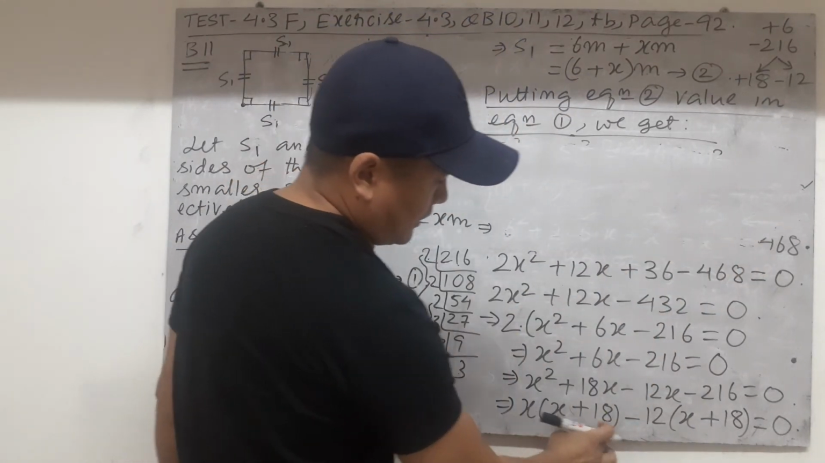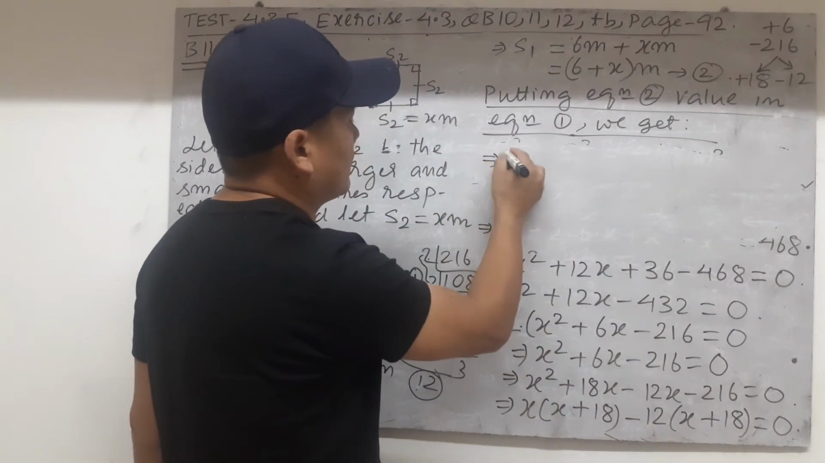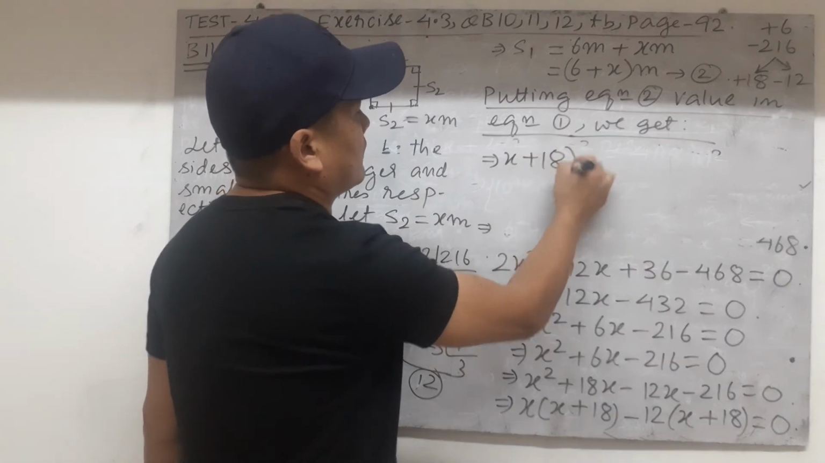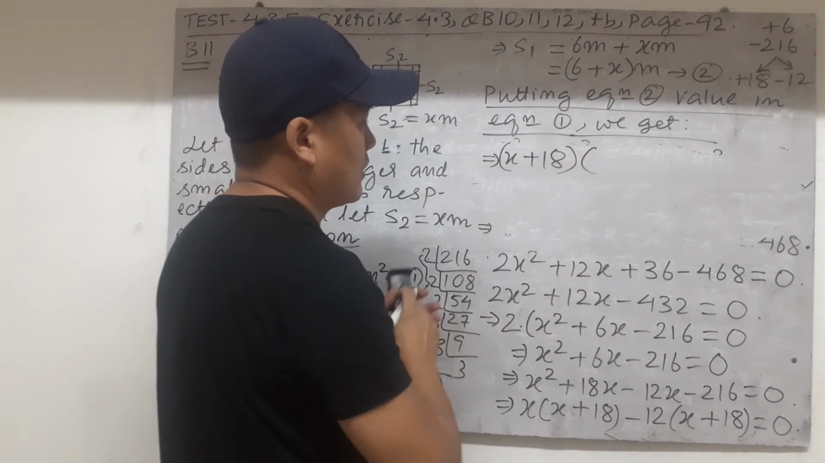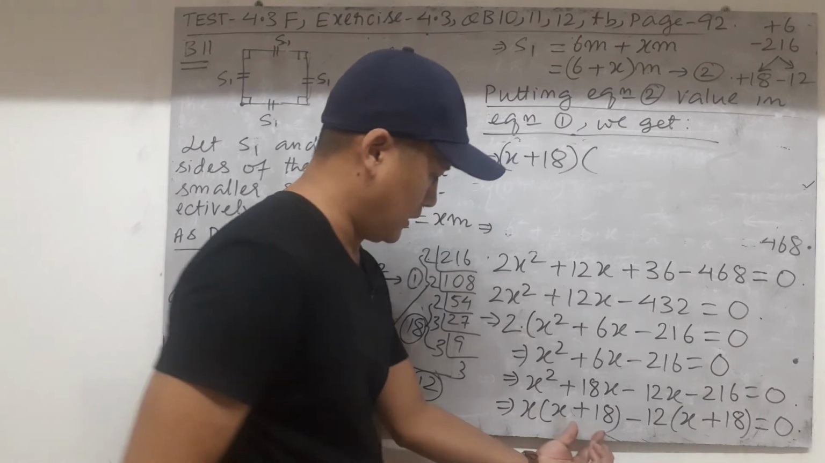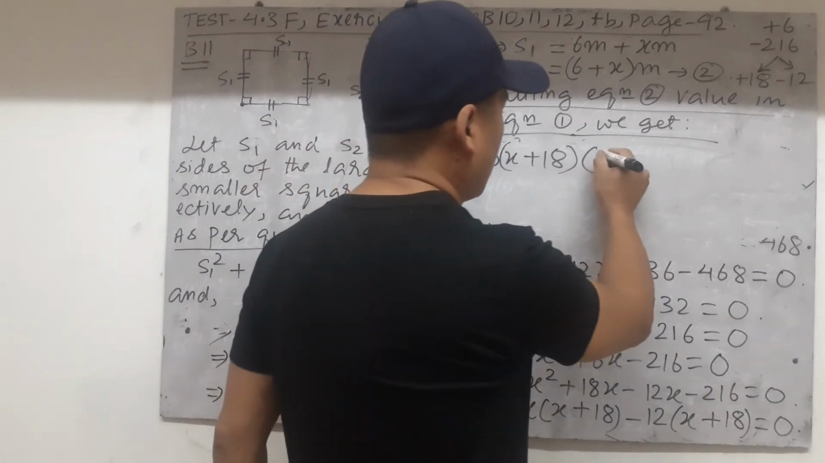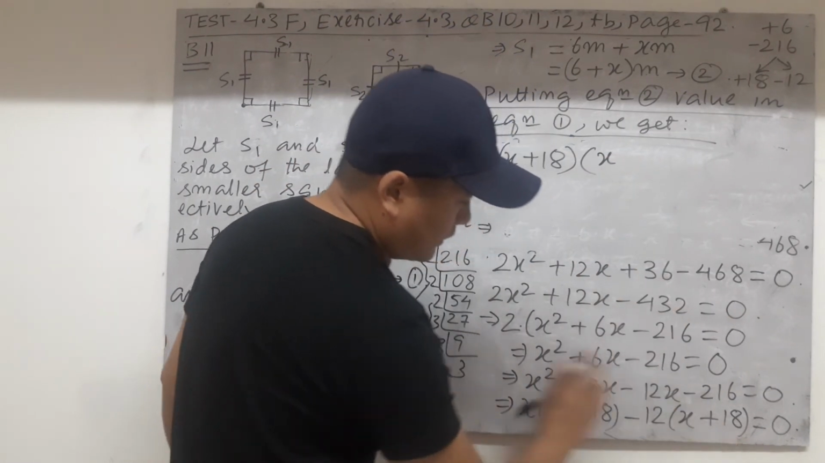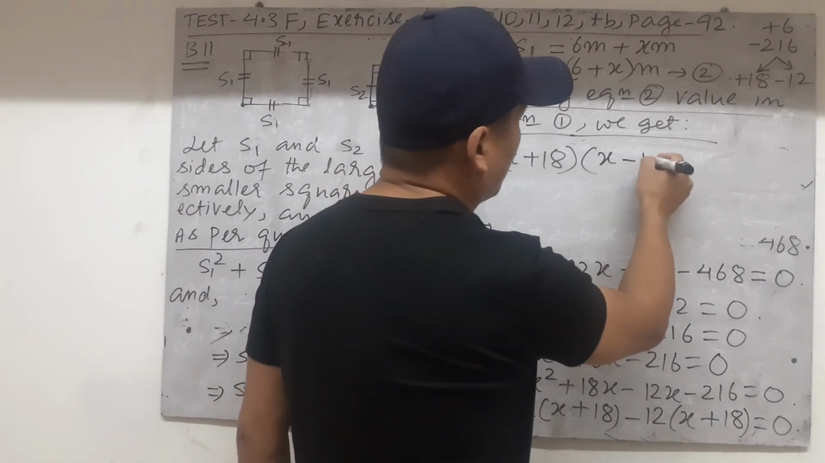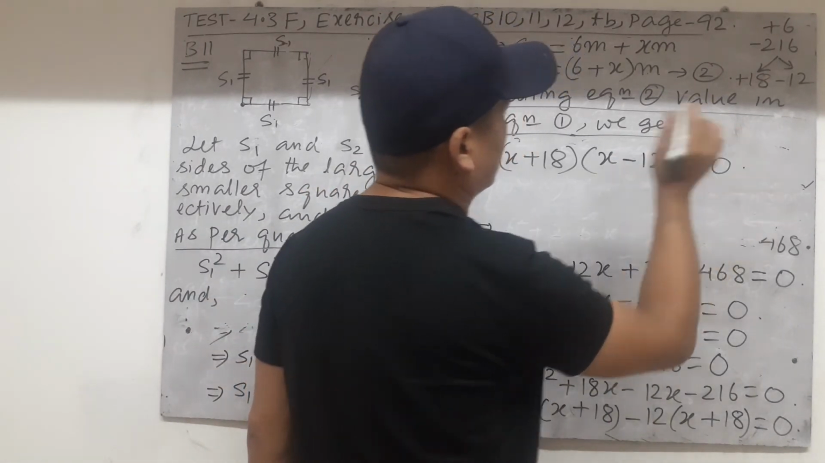So common factor is x plus 18, x plus 18. So you write that x plus 18 out of this bracket. Then inside the bracket would be, this has been taken out, so inside will be x. X plus 18 out, so inside will be minus 12 is equal to 0.